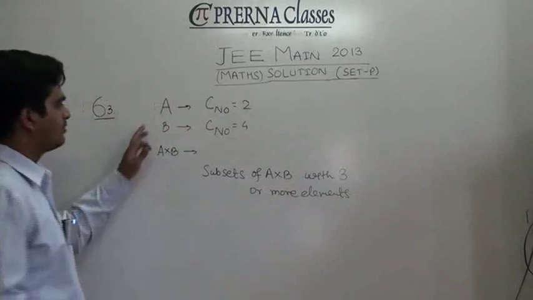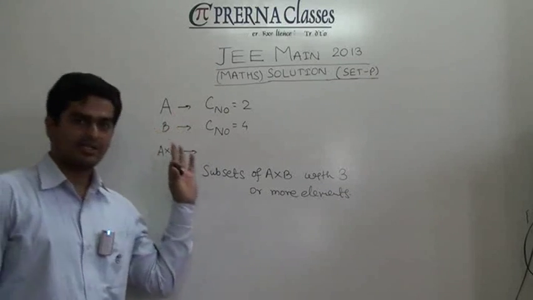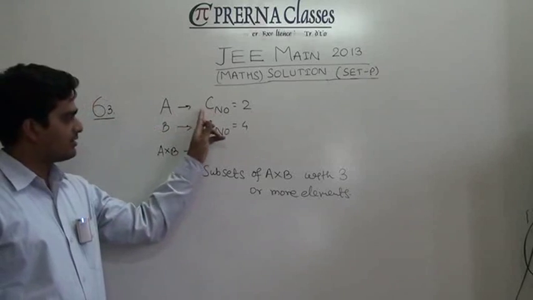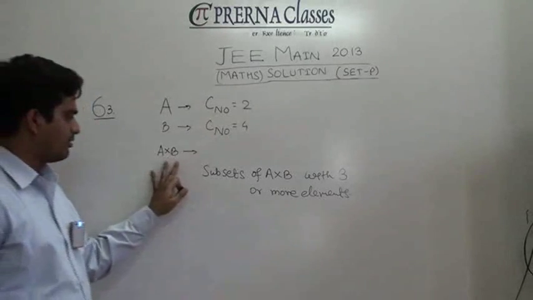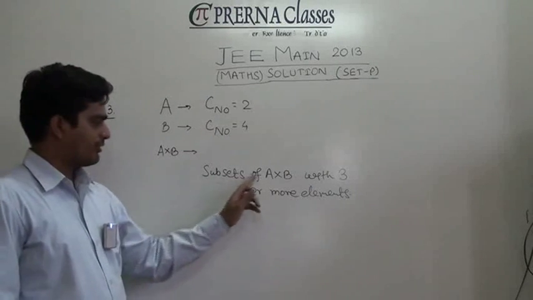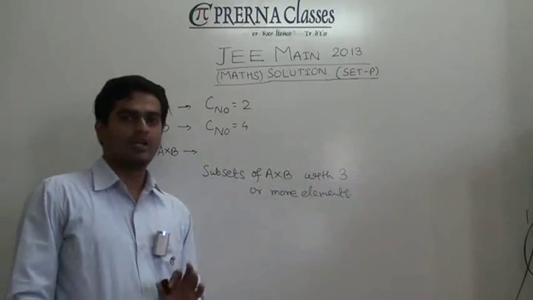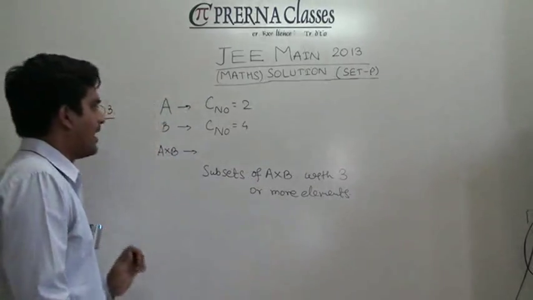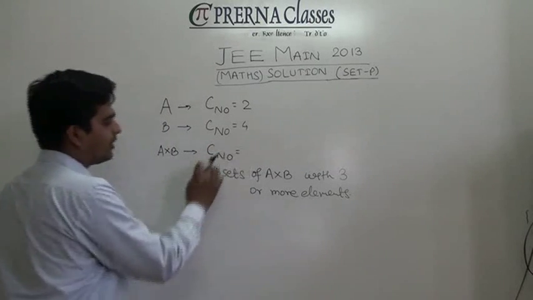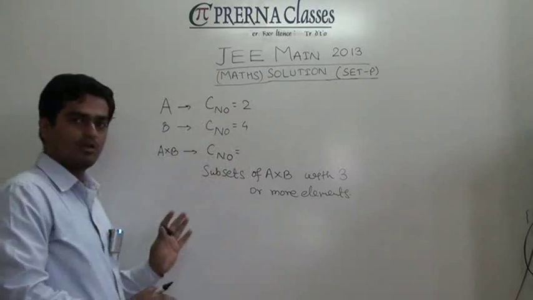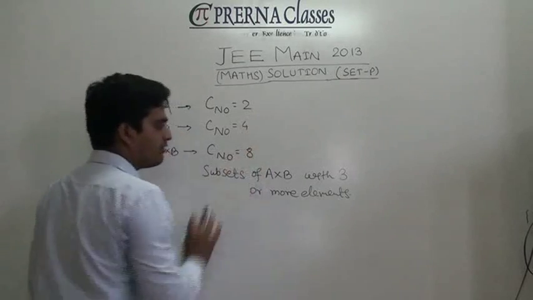Okay, then the next problem is this, in which it is given that there are two sets, set A and set B, with cardinalities, or the cardinal numbers, 2 and 4 respectively. And then in that problem you are supposed to figure out the number of subsets of this A cross B set with 3 or more elements. This was the problem. In that case, it's better to consider first of all the cardinality of this A cross B set. That should obviously be 2 into 4, that is going to give you 8.